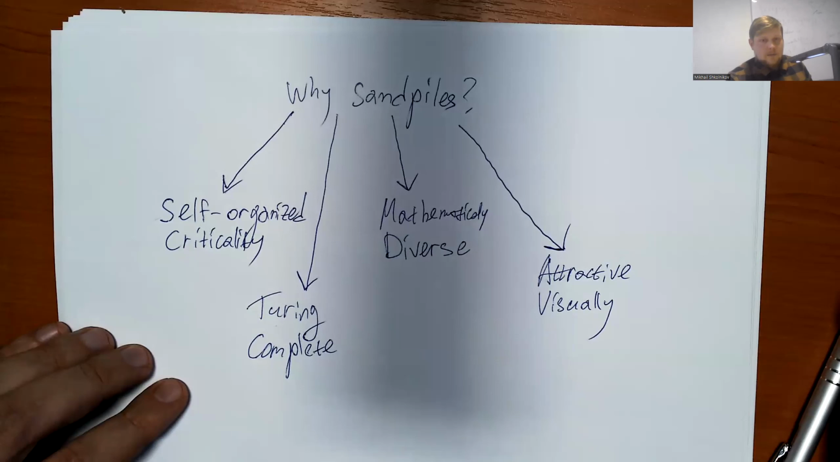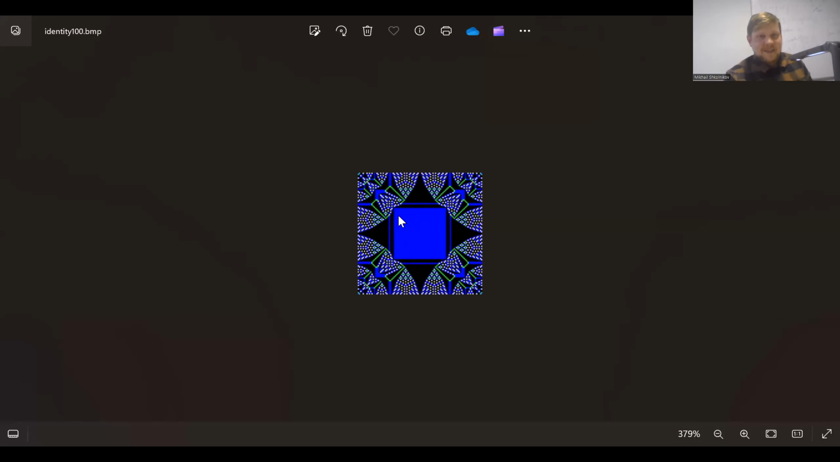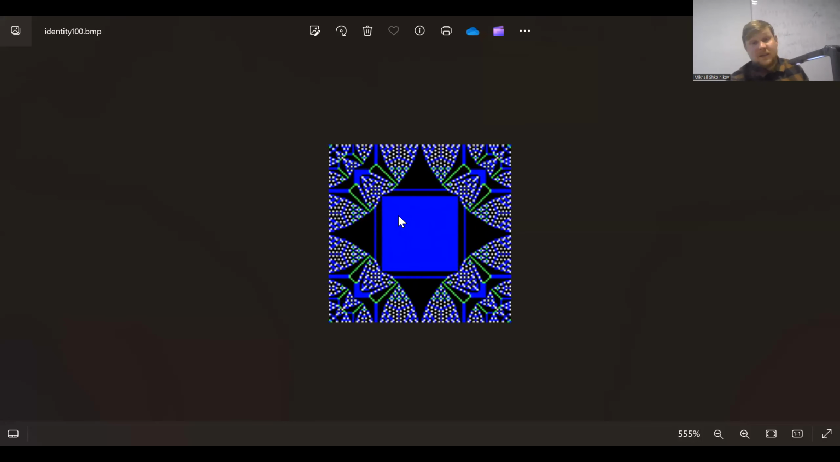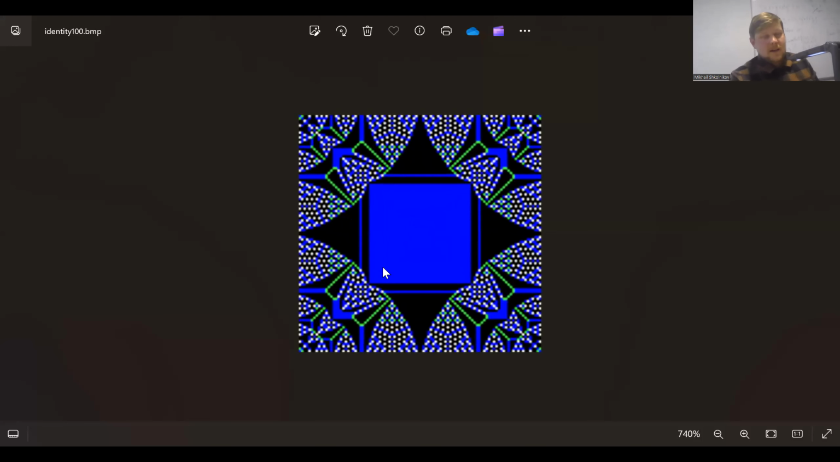So now I'll show you one picture. This small picture is the Sandpile identity element. There is some group that I'll recall in a few minutes, and this is an identity element. Colors mean some numbers. There are only 4 colors, 0, 1, 2, and 3. So 3 is black, 2 is blue, green is 1, and white is 0.